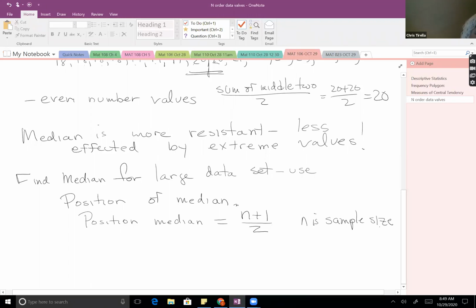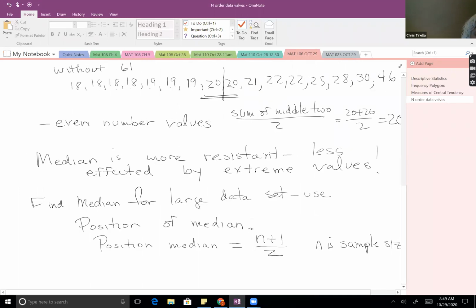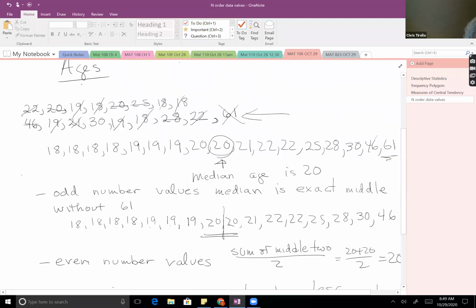And so if I look at the examples above, if I wanted to find the position of the median, there were 17 numbers. I'm going to add 1 and divide by 2, and that gives me 9. And so rather than counting in from the two ends, I could say that the median is the 9th number in the list. And that's what I did. 1, 2, 3, 4, 5, 6, 7, 8, 9. 9th number in the list.